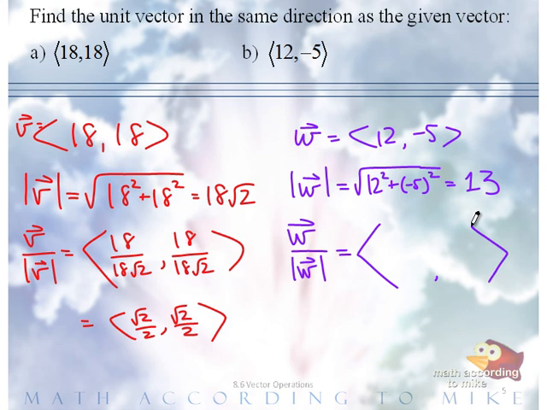Twelve 13ths, comma, negative 5 13ths. So 12 13ths squared would be 144 over 169. Negative 5 13ths squared would be 25 over 169. 144 plus 25 over 169 is 169 over 169, which is 1. And then when you take a square root, you get 1.